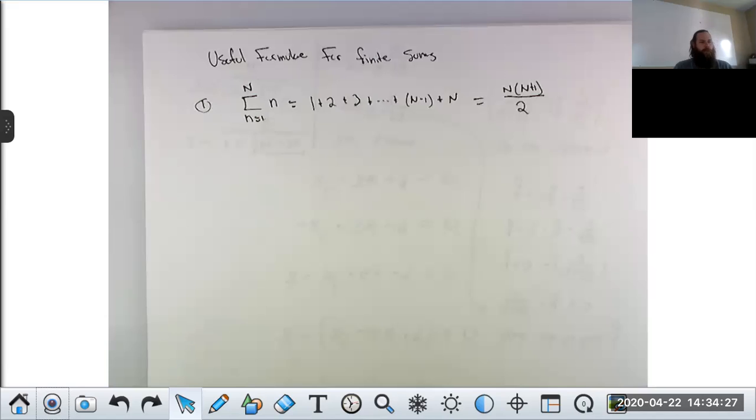We actually proved this, right? This was the baby Gauss story where Gauss paired off the n and the 1, and the 2 and the n minus 1, and the 3 and the n minus 2, and observed that he had n over 2 copies of n plus 1.